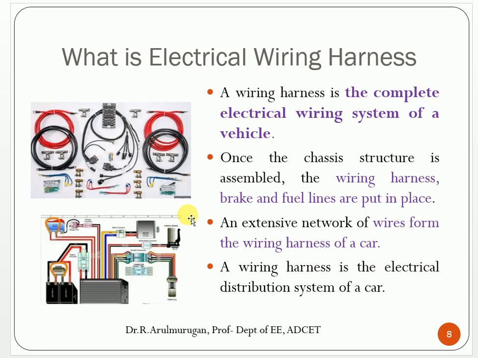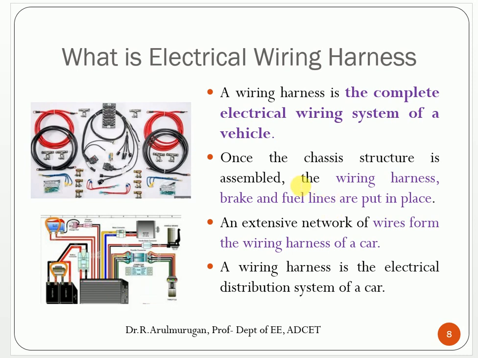Okay. So you are going to see what is an electrical wiring harness. It's nothing but a complete electrical wiring system of a vehicle. Take an example of a vehicle, either a two-wheeler or a four-wheeler, bike or car. A complete electrical wiring system is called an electrical wiring harness. Here you will look at the diagrams. The picture is showing connecting the electrical vehicle.